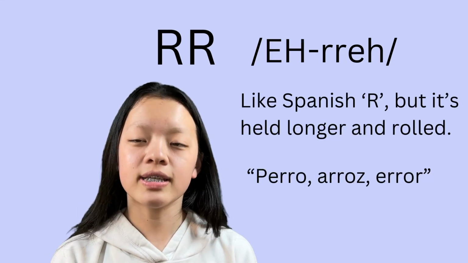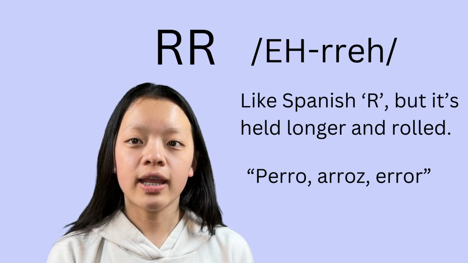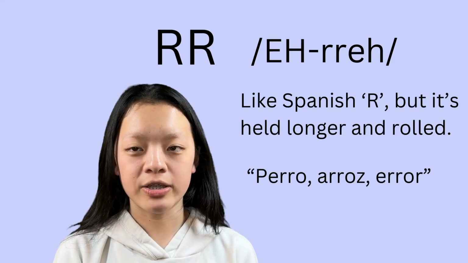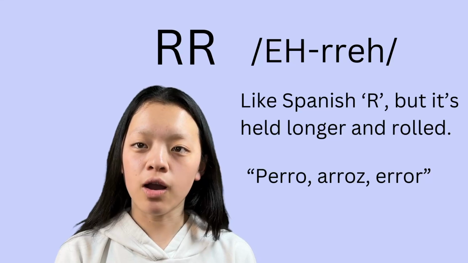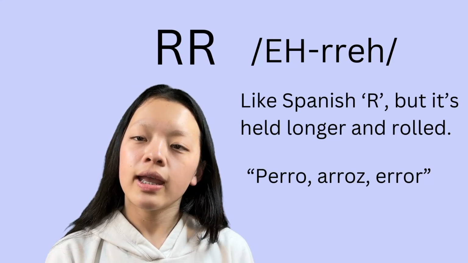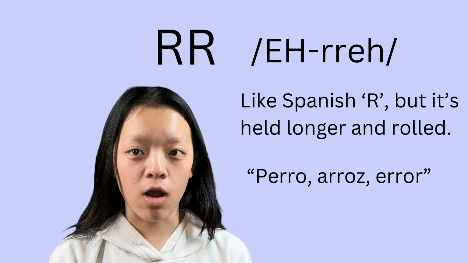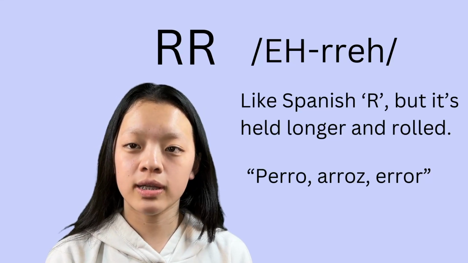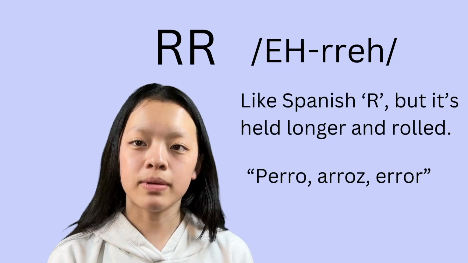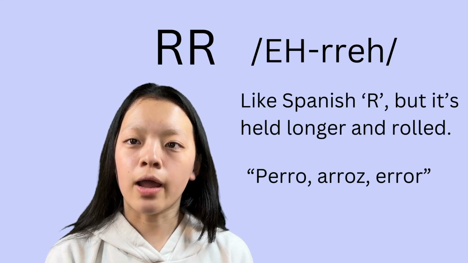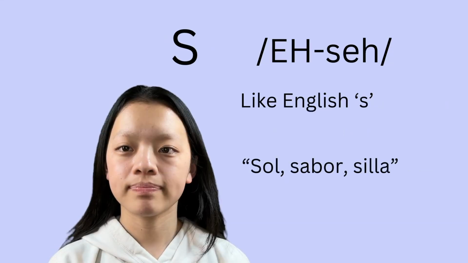This next letter is another special letter that is not in the English alphabet, but it is in the Spanish alphabet, and it is written with two R's right next to each other. It's pronounced like the Spanish R, but it's longer and rolled, like R. Some examples are perro, arroz, error.